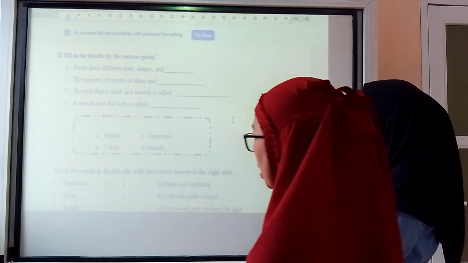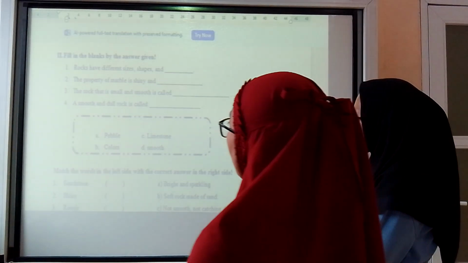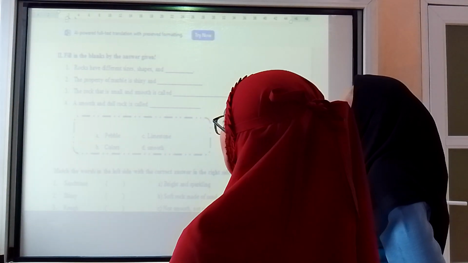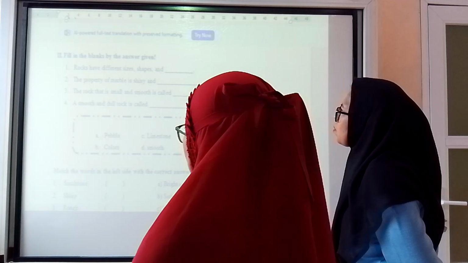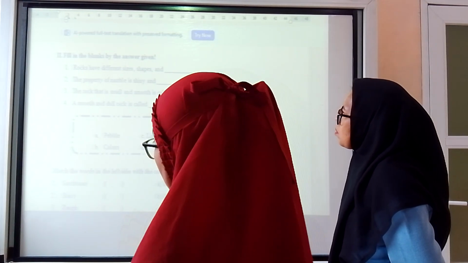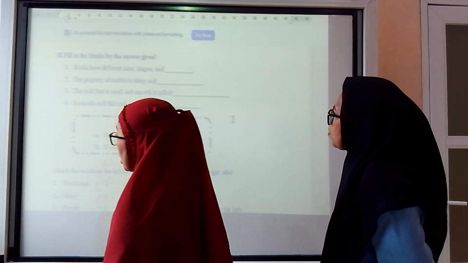Shiny is bright and sparkling. Rough is not smooth, not catching the light. Rocks have different sizes, shapes, and colors. So colors, I mean, B colors. Rocks have different sizes, shapes, and colors. Number 1 is colors.